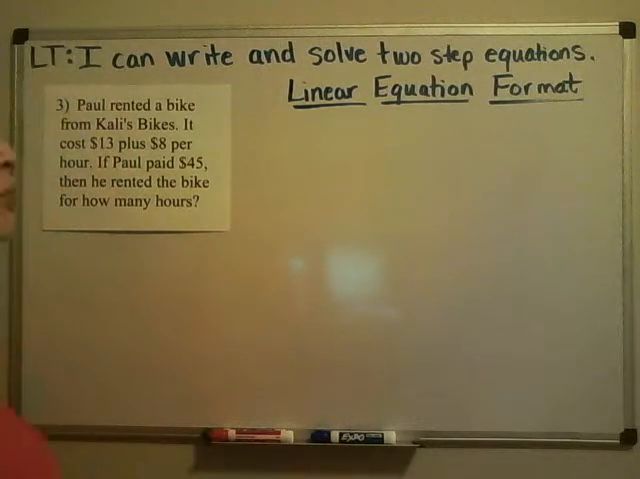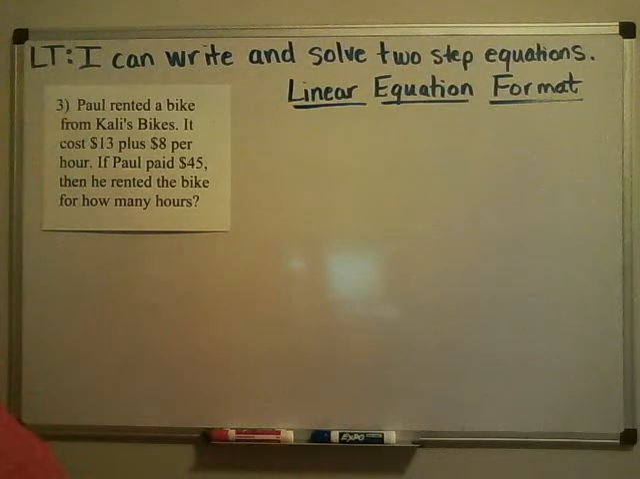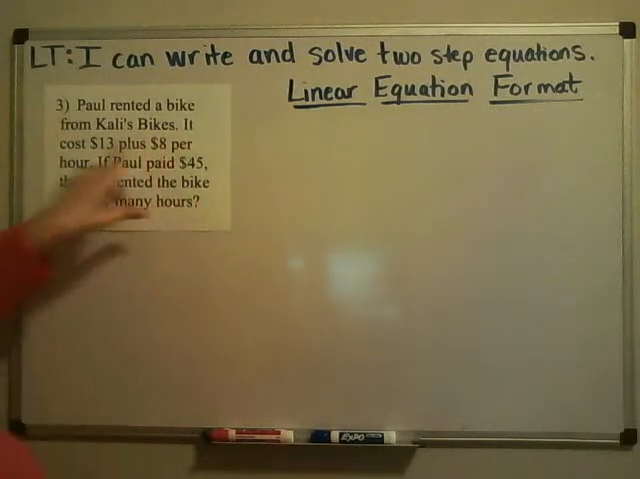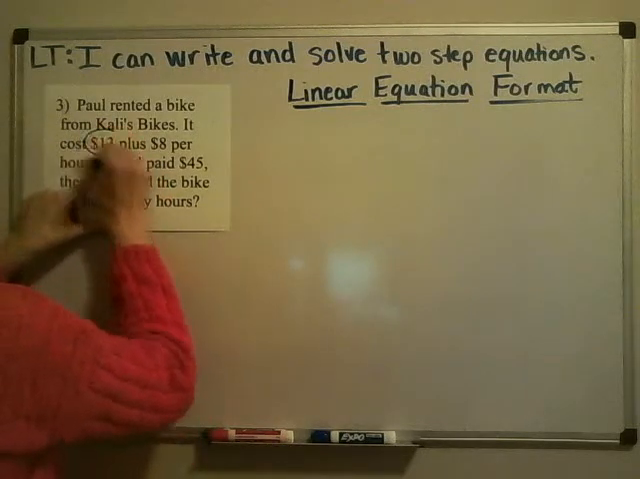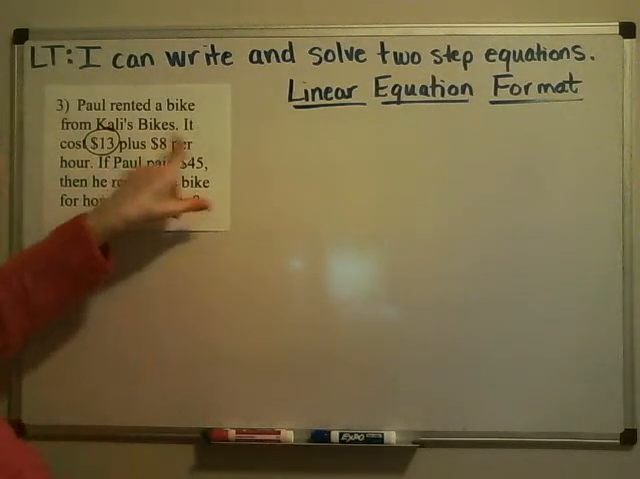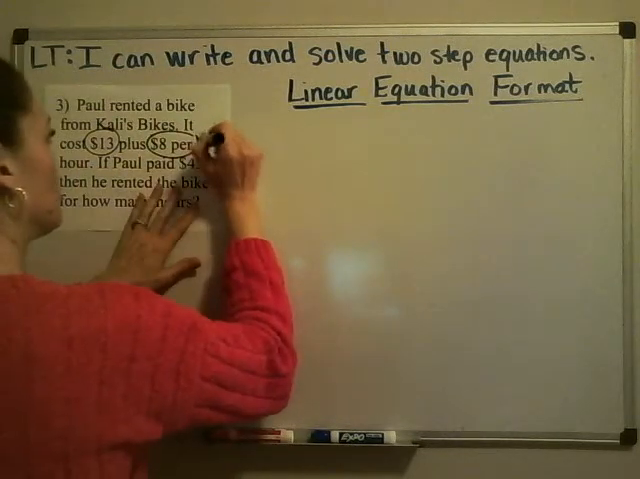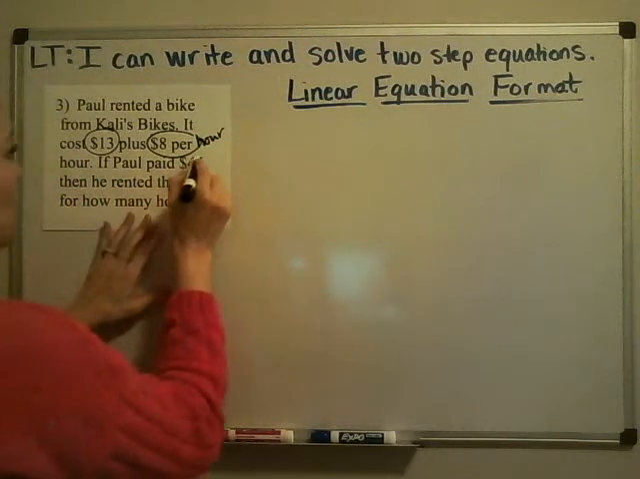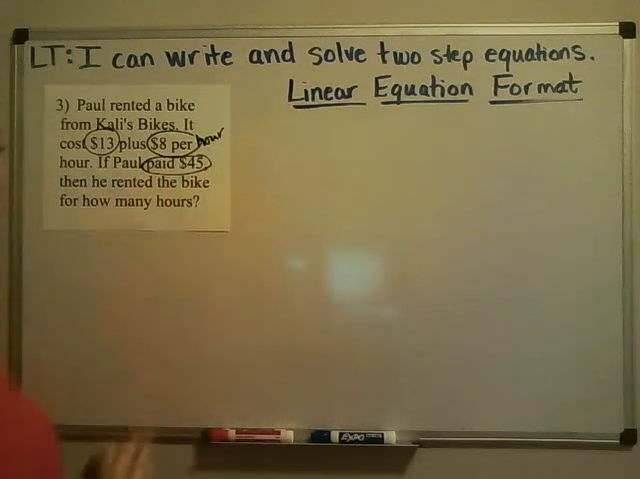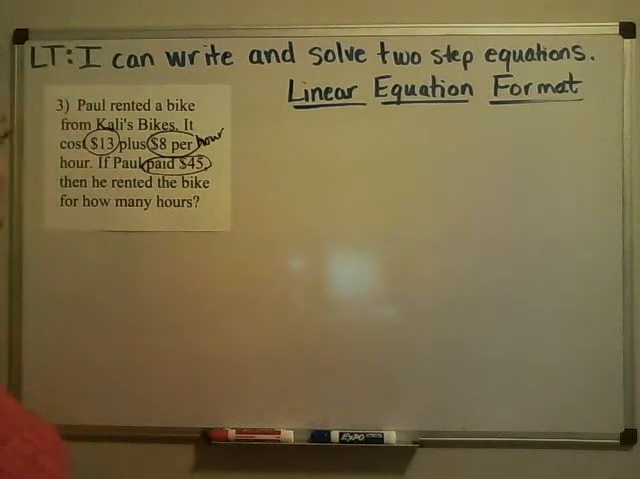Paul rented a bike from Callie's Bikes. That's the name of a bike company. It costs $13 plus $8 per hour. If Paul paid $45, then he rented the bike for how many hours? Oh, this was a little different. All right, so what do we know?